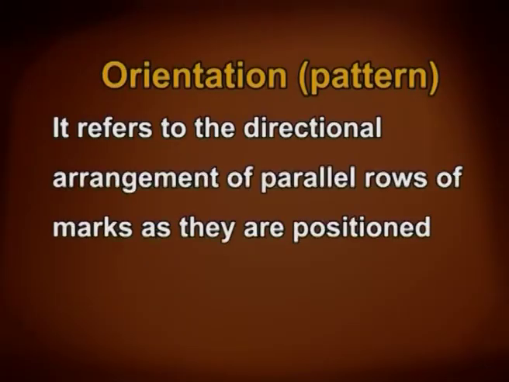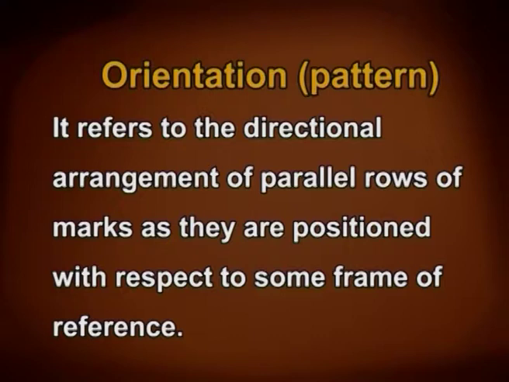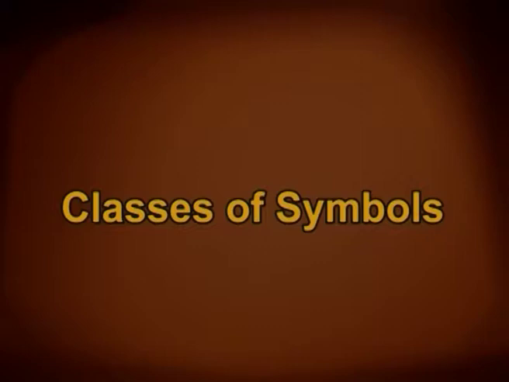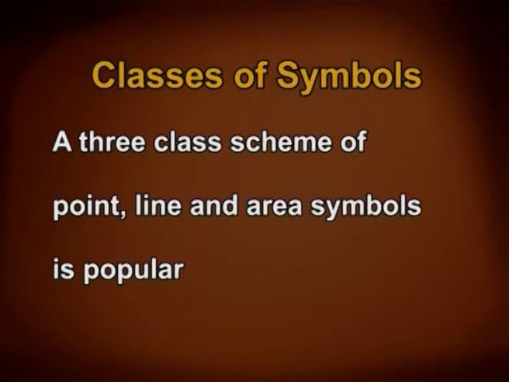Orientation. It refers to the directional arrangement of parallel rows of marks as they are positioned with respect to some frame of reference. Classes of symbols. The primary and secondary visual variables contain the essential visual ingredients of all maps. In order to consider the way you can use symbols, it is helpful to classify them. A three-class scheme of point, line, and area symbols is popular.